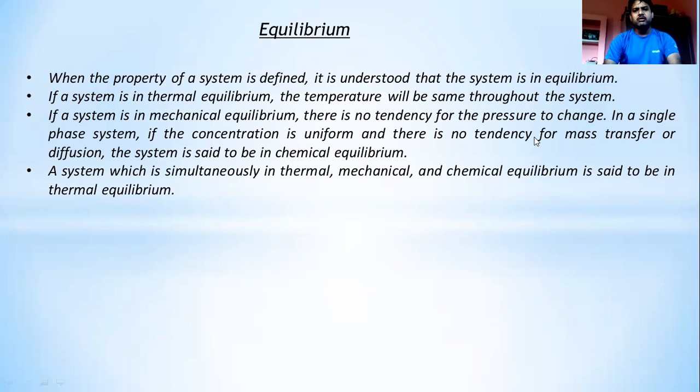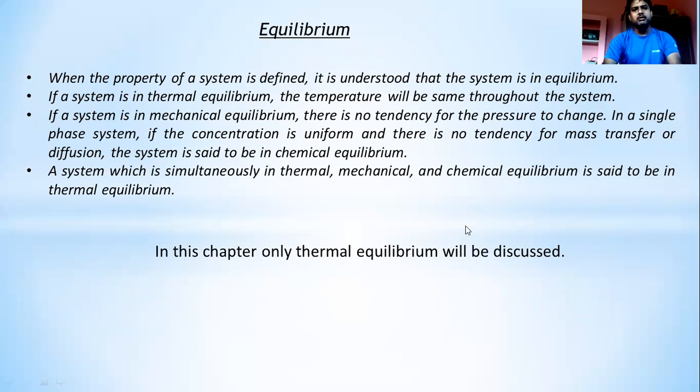Chemical equilibrium means there will be no conversion. Apparently, there will be no conversion. That means the rate of reaction for the forward reaction will be the same as for the backward reaction. Apparently, it seems that there is no reaction. So that is called chemical equilibrium. Thermal equilibrium means there is an equilibrium between two bodies or two systems. So in this chapter, we will discuss only thermal equilibrium. Chemical equilibrium and mechanical equilibrium will not be discussed here.